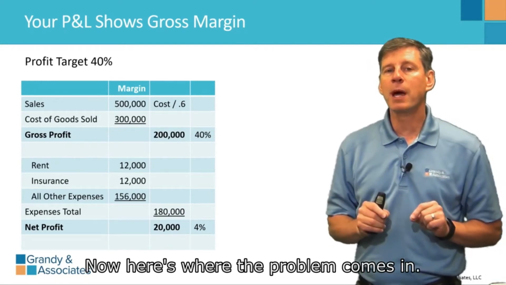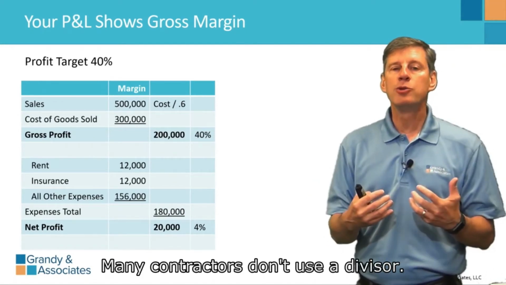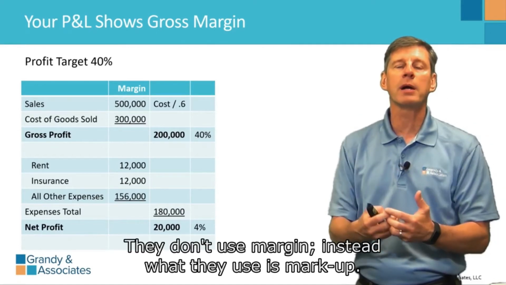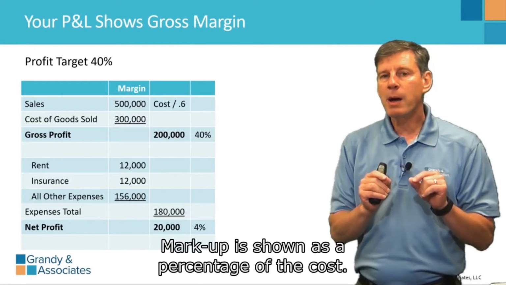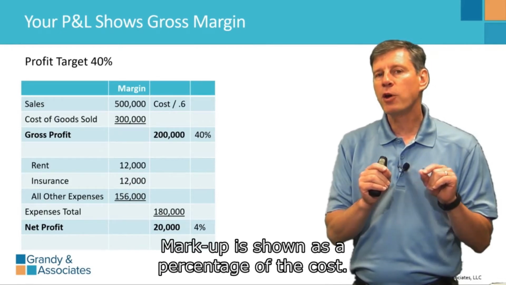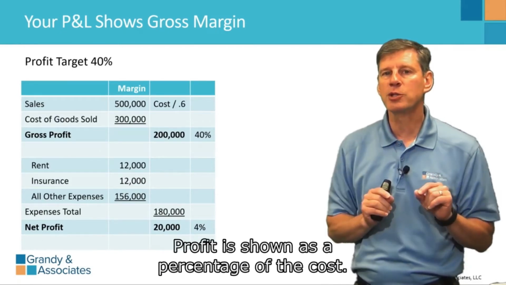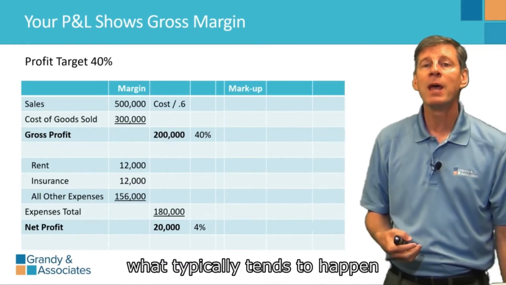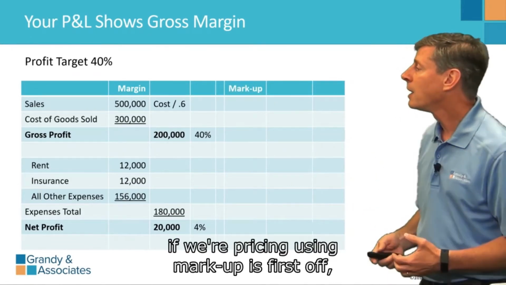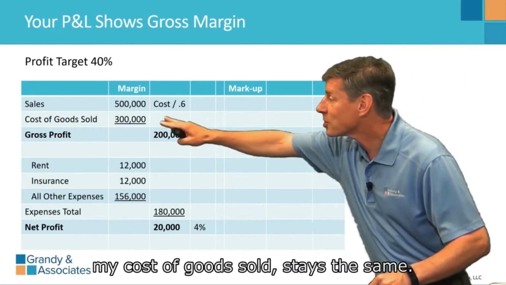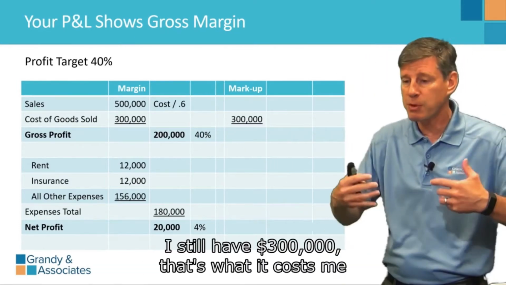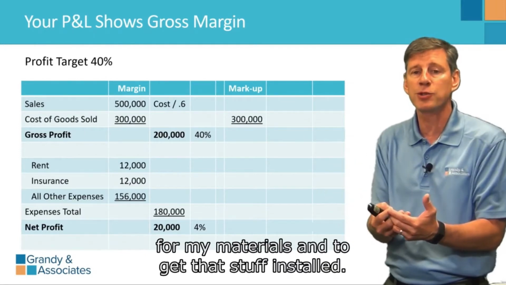Now, here's where the problem comes in. Many contractors don't use a divisor. They don't use margin. Instead, what they use is markup. Markup, remember, is shown as a percentage of the cost. Profit is shown as a percentage of the cost. And so if we looked at this company, what typically tends to happen if we're pricing using markup is, first off, my cost of goods sold stays the same. I still have $300,000. That's what it cost me for my materials and to get that stuff installed.